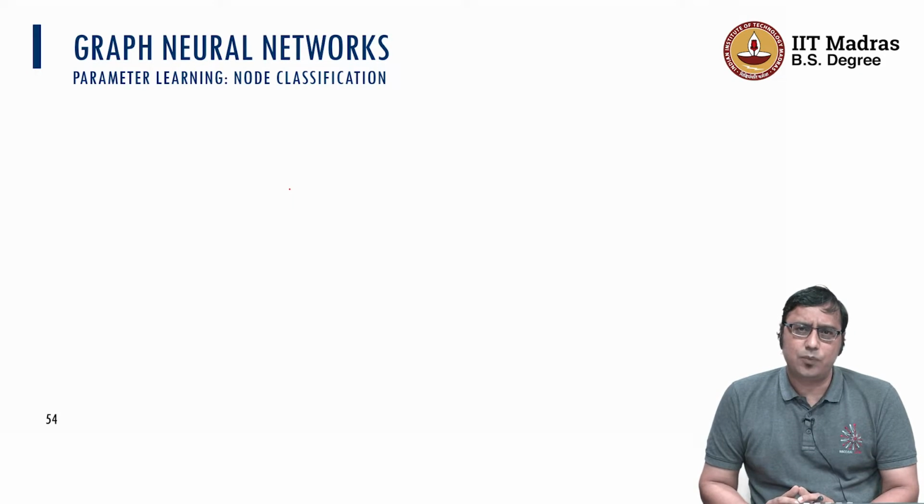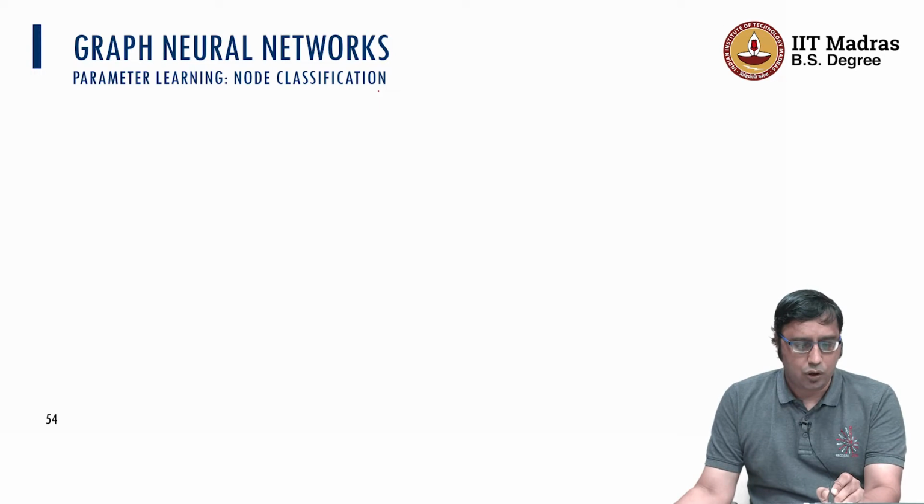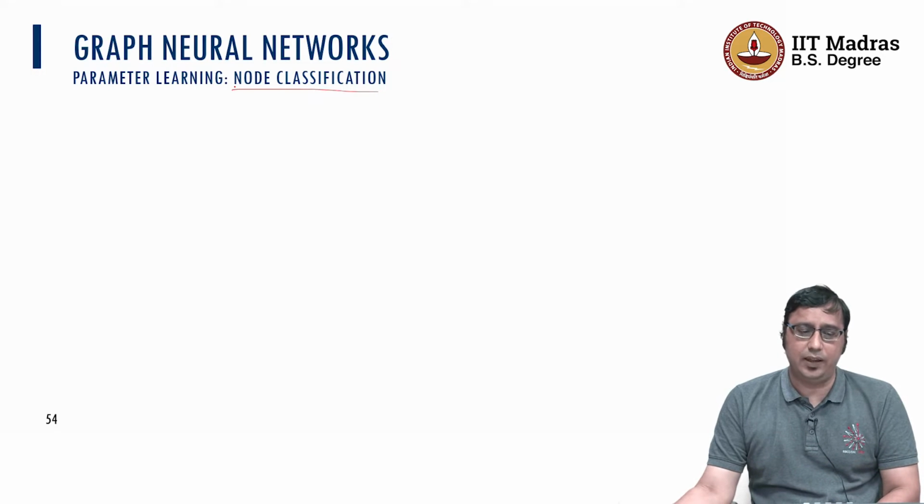Now the question is, we have to learn the parameters in all these stages because we have involved several sets of parameters which are in the graph filters or in the pooling operations. So how to learn these parameters for a different task is going to be a question that has to be answered. So we look at node classification as a problem to learn parameters in my graph neural networks.